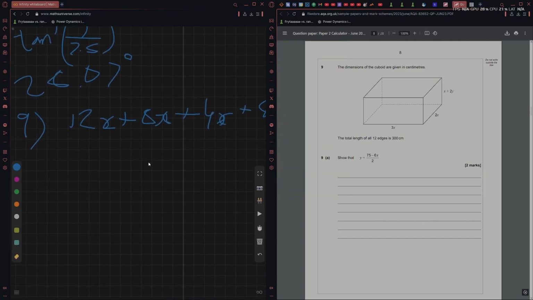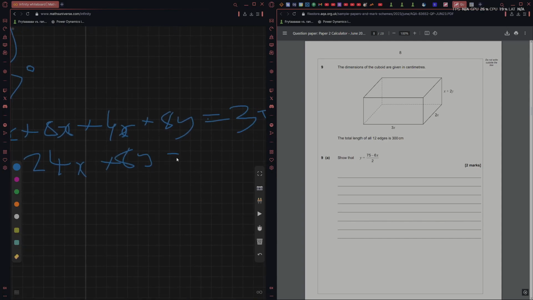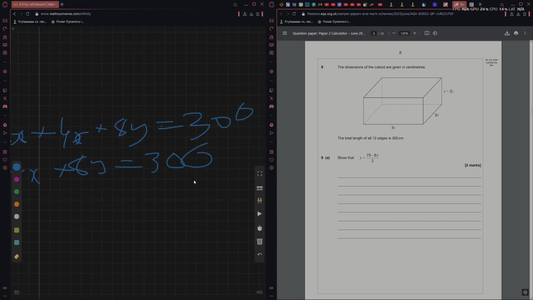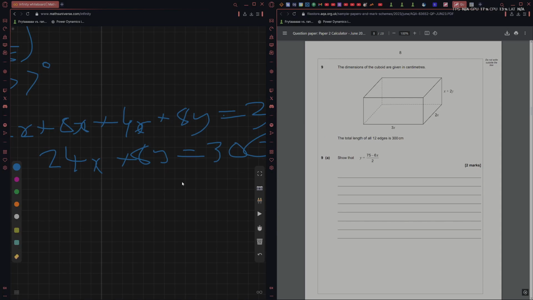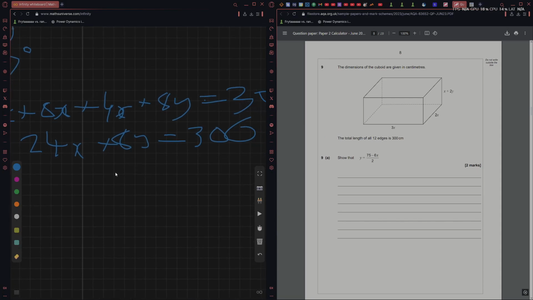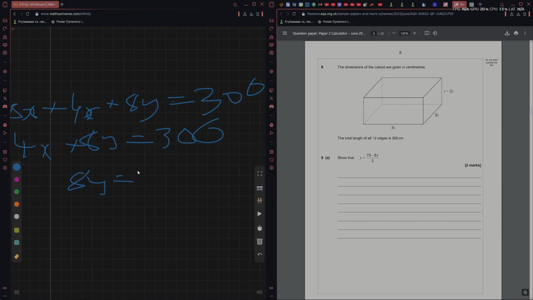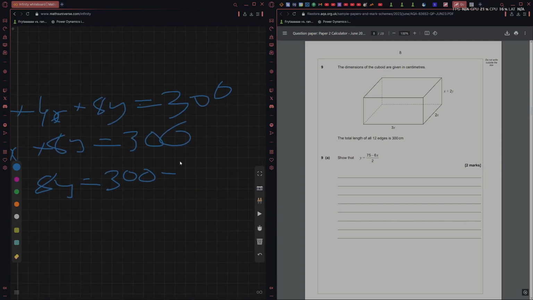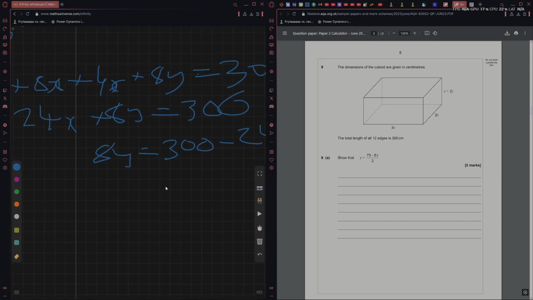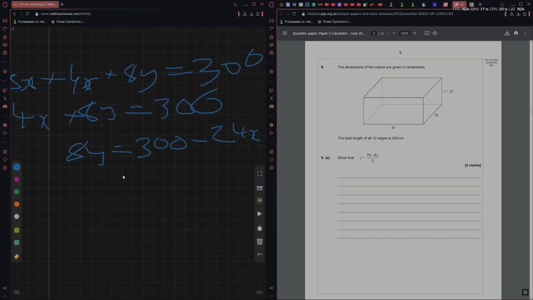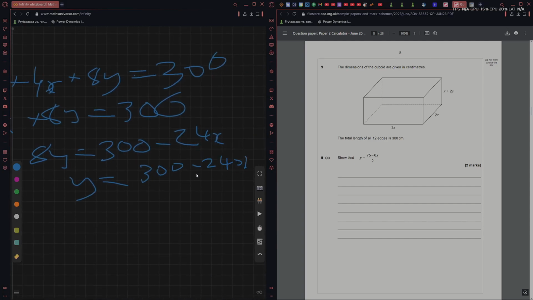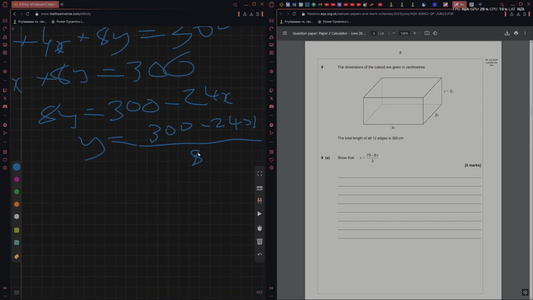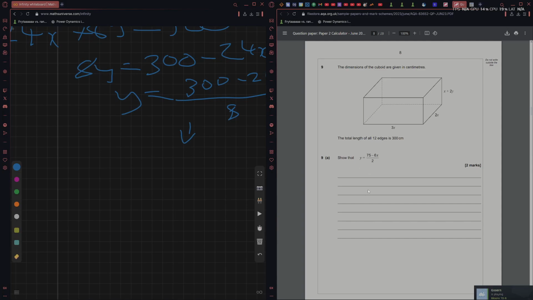And then we're making y the subject, so let's just combine all these together. So 24x plus 8y equals 300. I think what I want us to do is put x on the other side, so 300 minus 24x. And then we're going to just divide by 8, so y equals 300 minus 24x over 8, which we can simplify to that answer there. I'm not going to write it, but we know that's it.